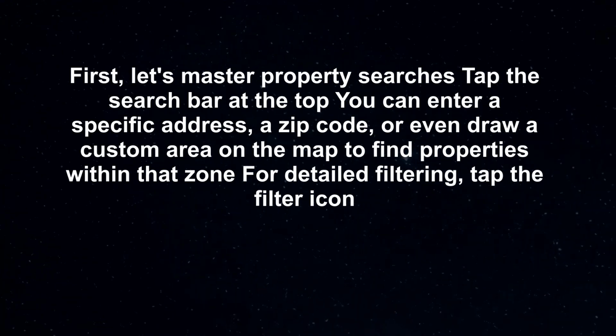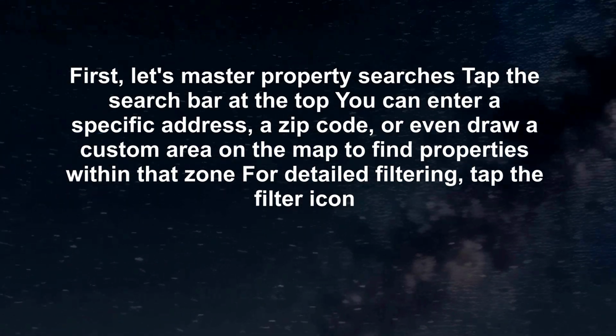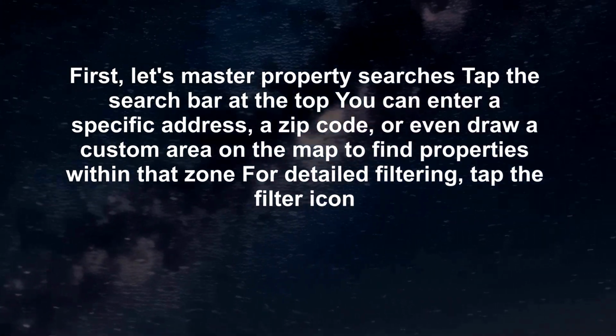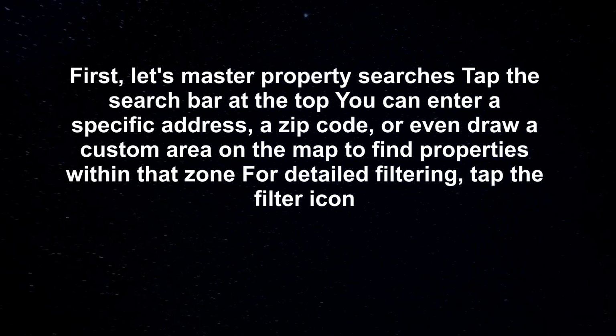First, let's master property searches. Tap the search bar at the top. You can enter a specific address, a zip code, or even draw a custom area on the map to find properties within that zone for detailed filtering.